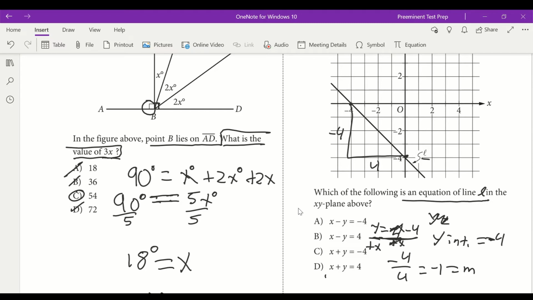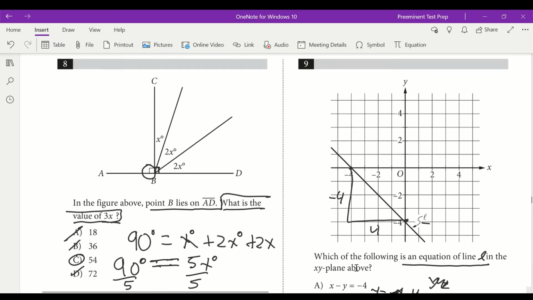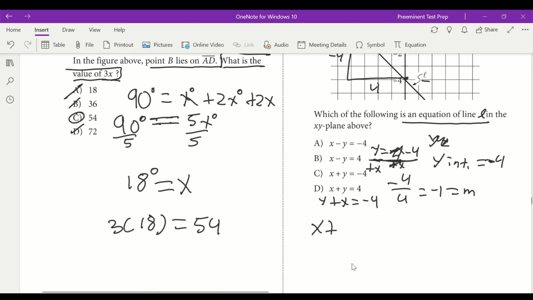So now we have y plus x equals negative 4. If y plus x equals negative 4, that also means that x plus y equals negative 4. So we'll go ahead and put that down and see if any of our answers match that. Okay, x plus y equals negative 4. Yep, so our answer will be C.